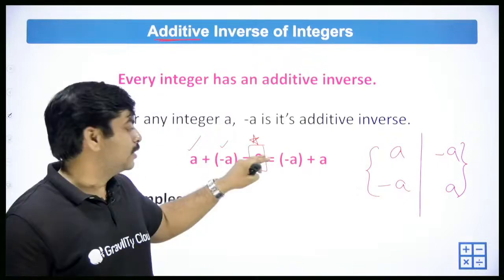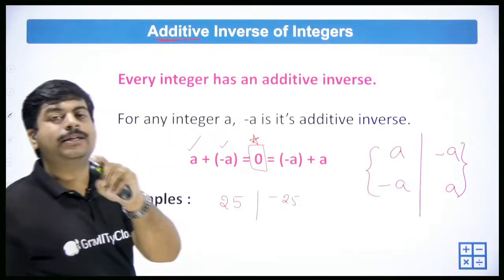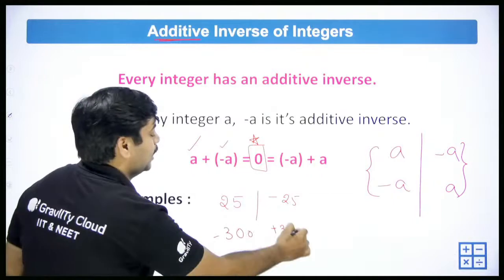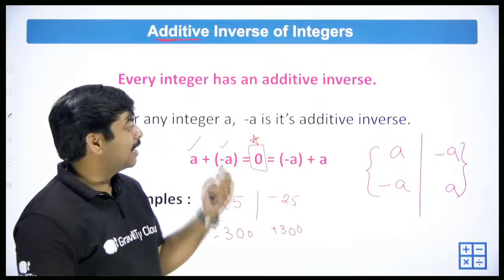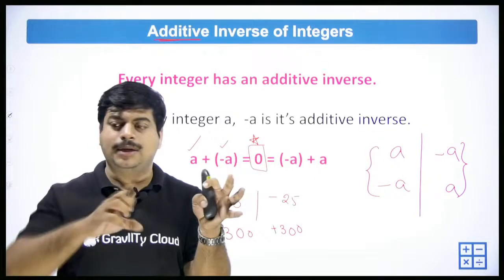For the number 25, you can say minus 25 is the additive inverse, not identity. Inverse means you should get the sum as 0, right? So for example, 30 plus 0 is 30, but minus 300 plus 300 will give you 0. So all these are different examples of additive inverse. Simply change the sign. If you have a negative, remove it. If you don't have one, keep it. A positive number gives you a negative number, and a negative number gives you a positive number.